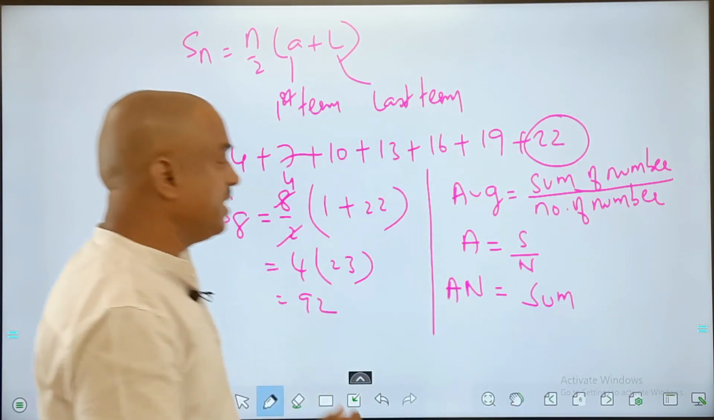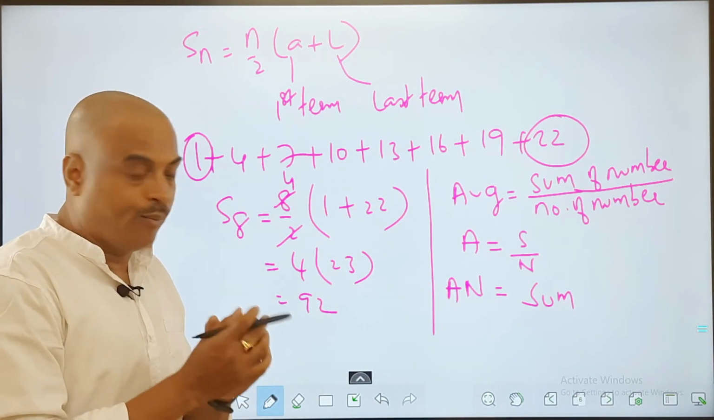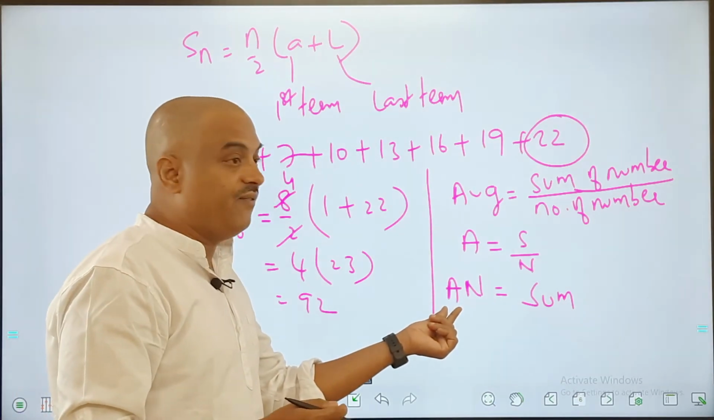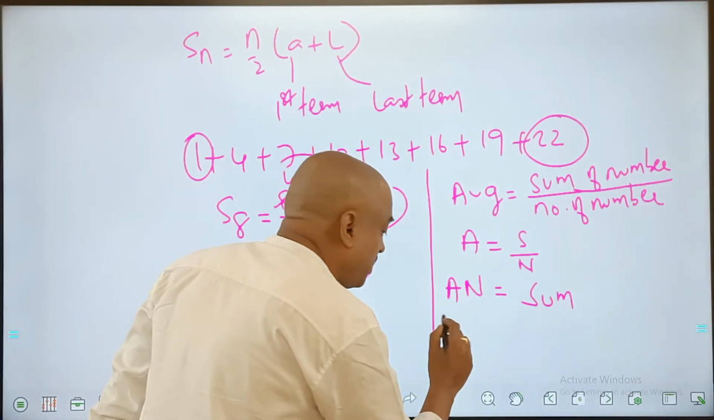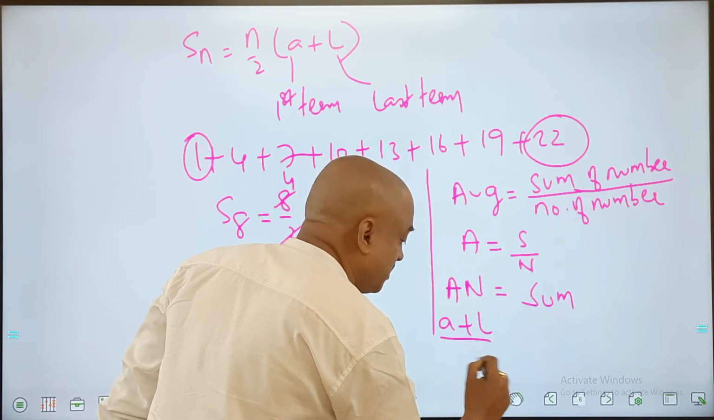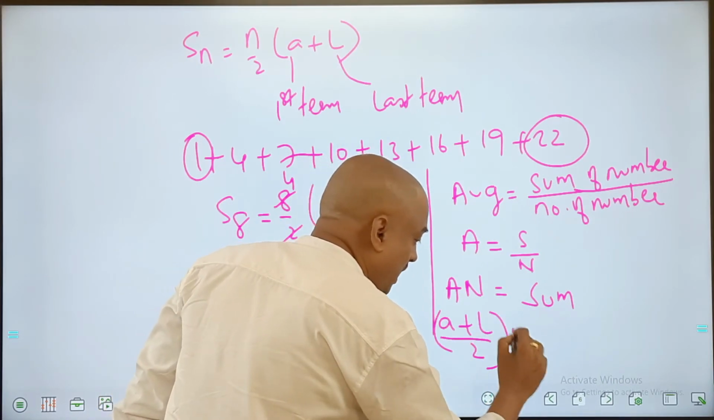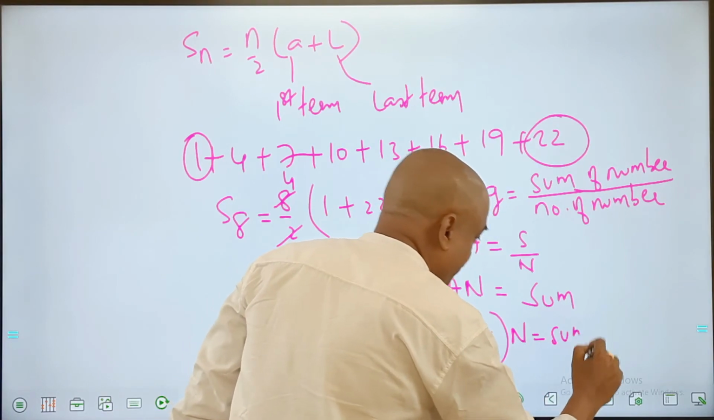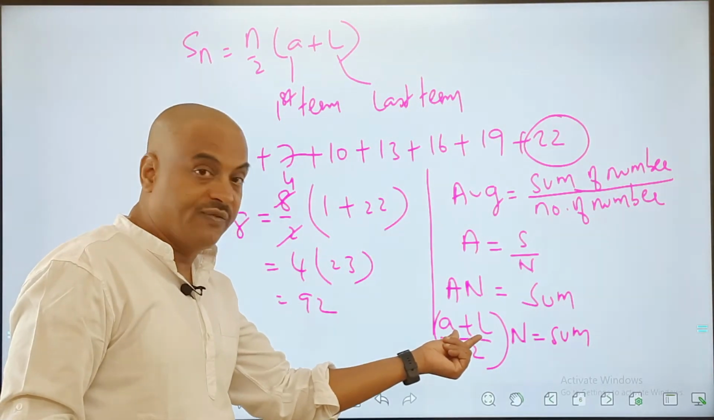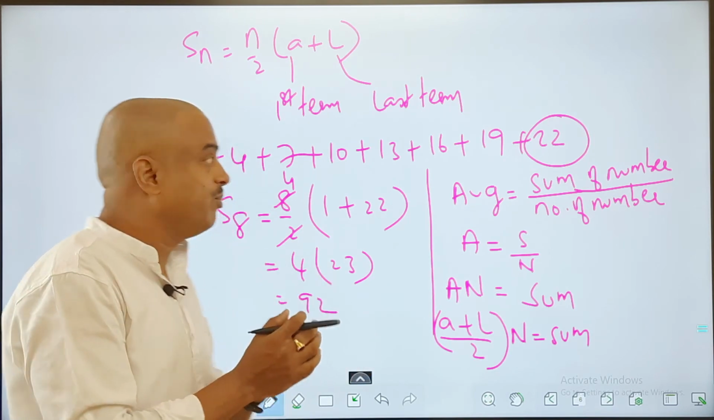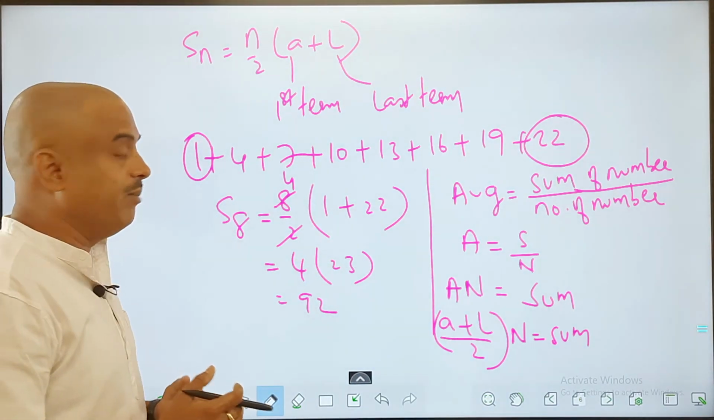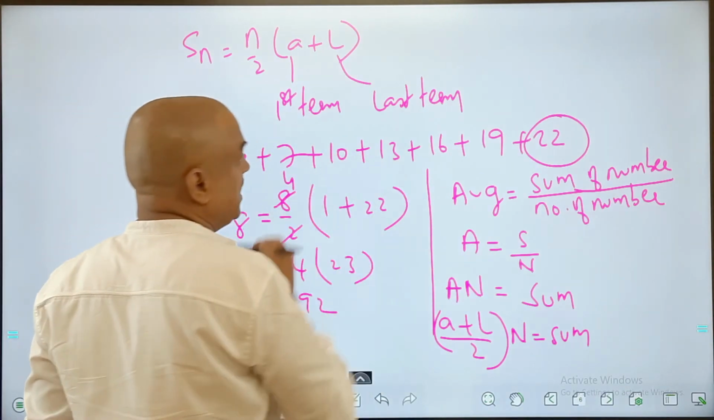And suppose in this we have a point here: how do we find an average of the numbers if they are in arithmetic progression? It will be first term plus last term by 2 into n is the sum. If you don't have an idea about this, my friend, (a plus l) by 2: how to find an average if the numbers are given in arithmetic progression, I'll take a small example, friends. For example, take the same series.